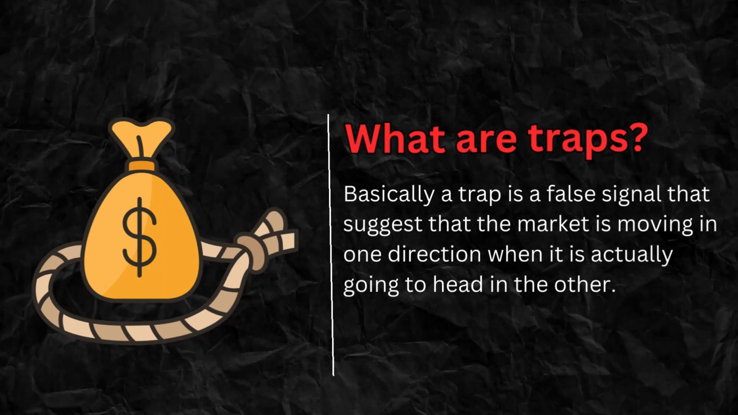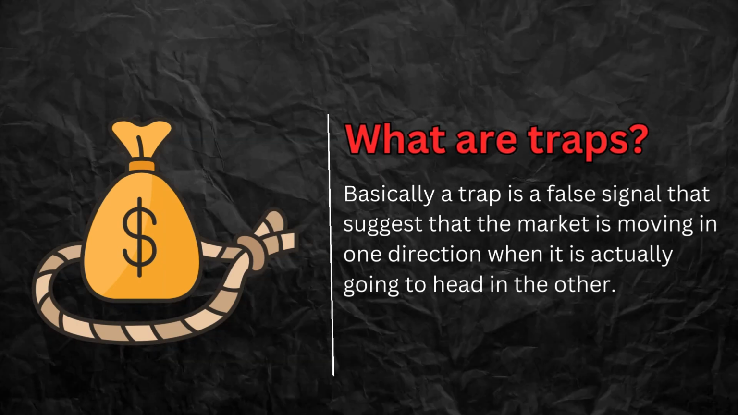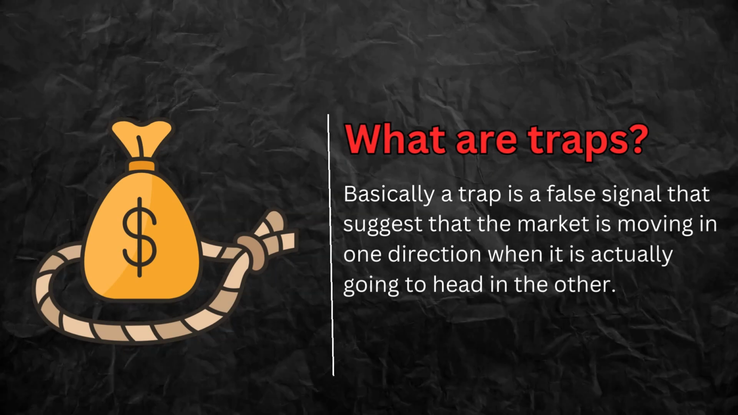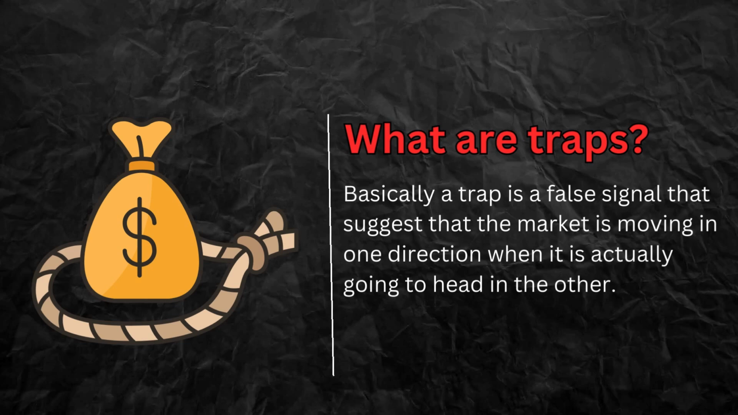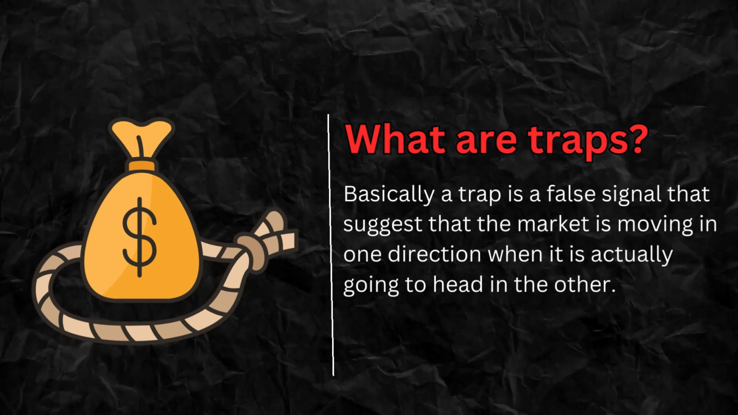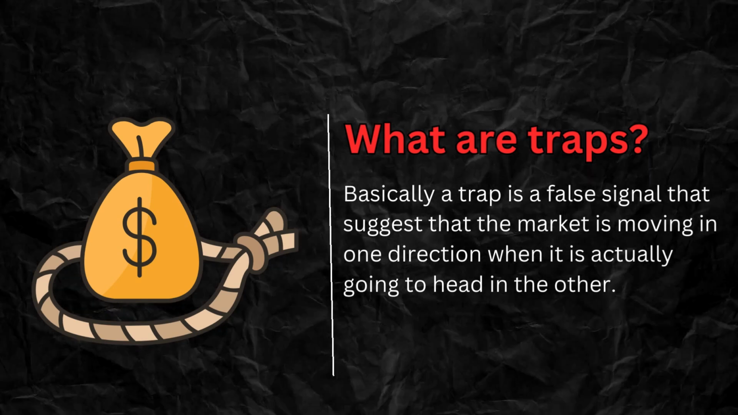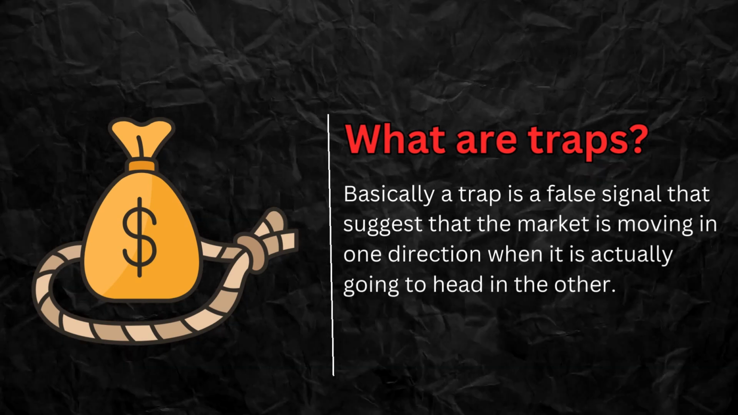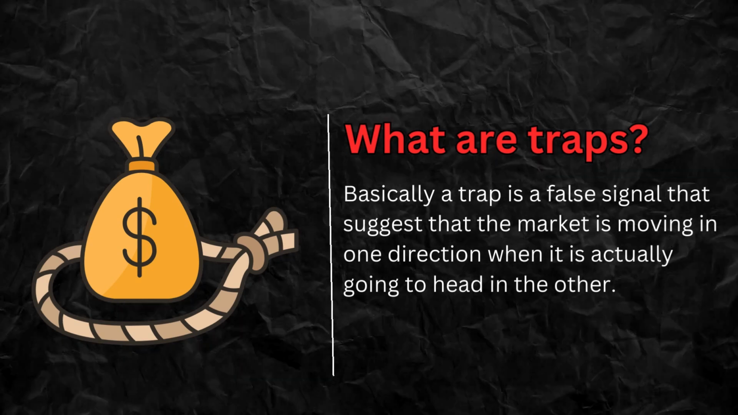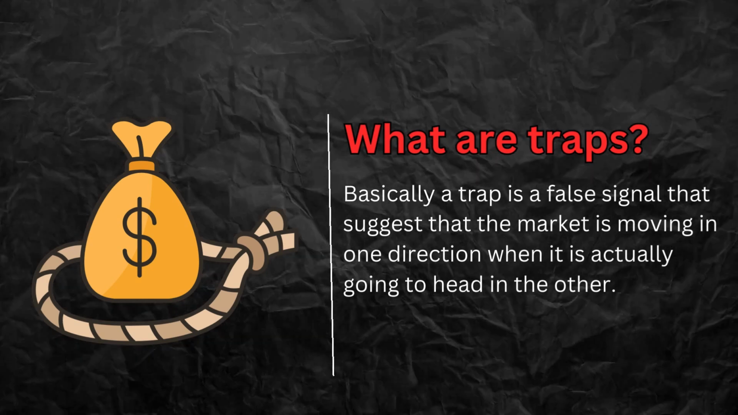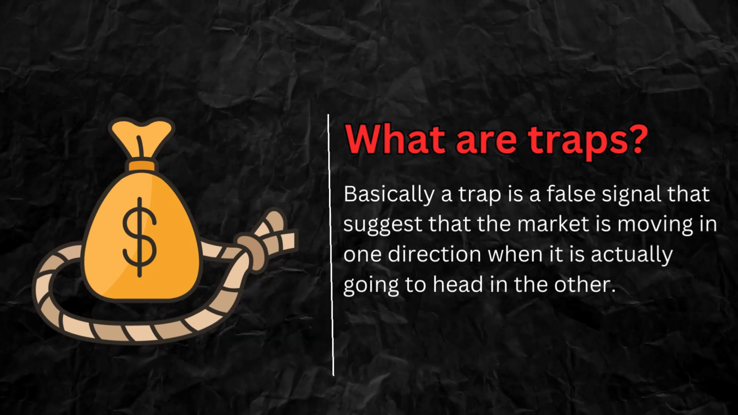So what are traps in trading, or what are traps in the market? Basically, a trap is a false signal that suggests the market is moving in one direction when it is actually going in the other direction. For example, let's say you're looking at the chart, the market is bearish and about to break the day's low. You're going to enter a bearish trade because the market broke the day's low. And once you enter, all of a sudden you see a sharp recovery or a sharp reversal in the market. In this scenario, you fell for the trap, or you got trapped in the live market.